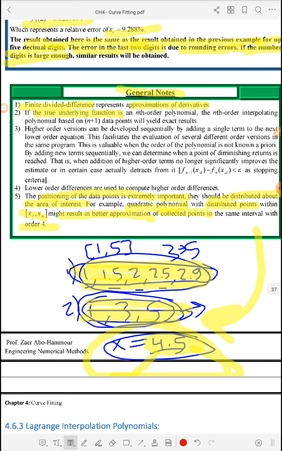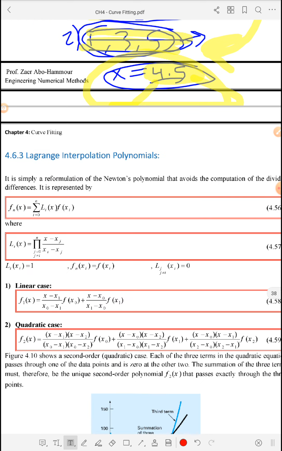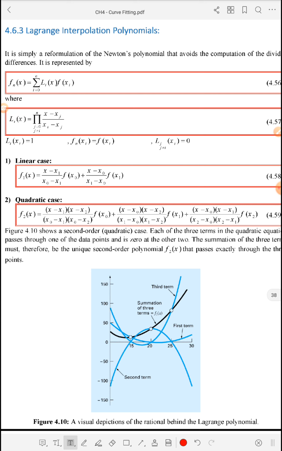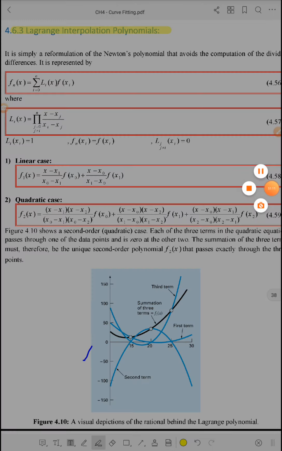So this is what we mean by those notes, and we will stop in this lecture at the second method of generating the interpolating polynomials, which is the Lagrange interpolation method. In the next lecture we will cover this procedure, because we have covered completely the Newton divided differences method. Thank you.